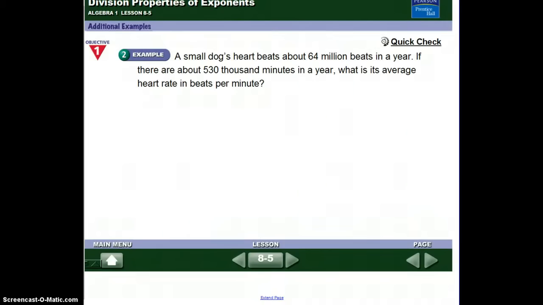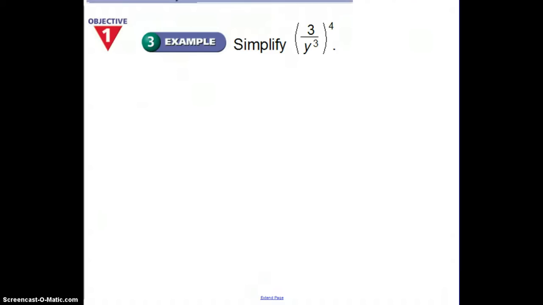Okay, let's try one more. Let's go to this one. Okay, on this one, this 3 doesn't have an exponent. I'm going to add an exponent of 1. And I can tell by looking at that picture that both 3 and y are going to be my bases. And I have to distribute this 4 to both numbers. So 4 times 1 is 4. And 4 times 3 is 12.